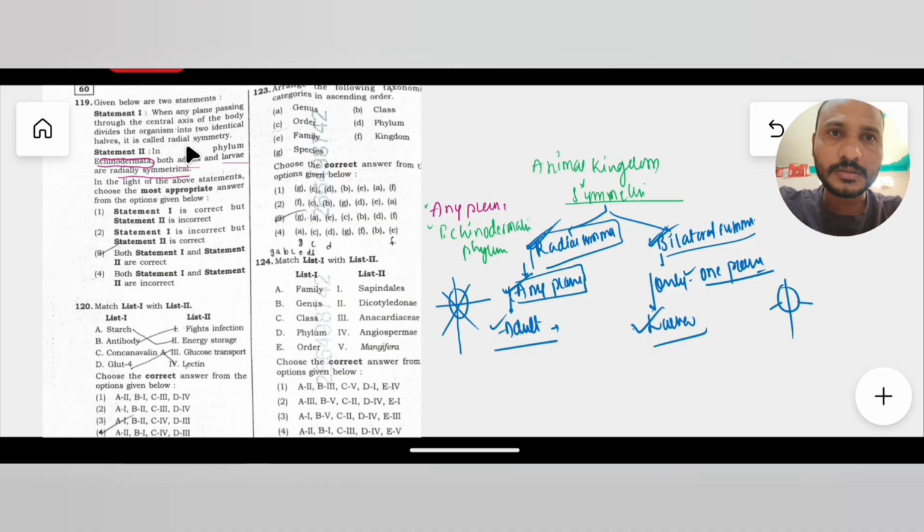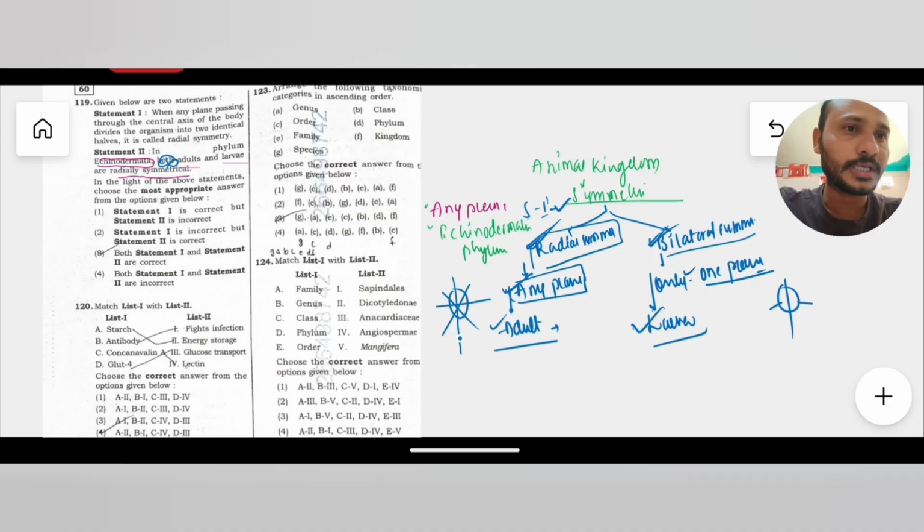Any plane passing through the central axis of the body that divides the organism into two identical halves is called radial symmetry. So statement 1 is true. Now statement 2: in phylum Echinodermata, both adults and larvae are radial. No, this statement is wrong. Why is it wrong? The question says both, and that is wrong.